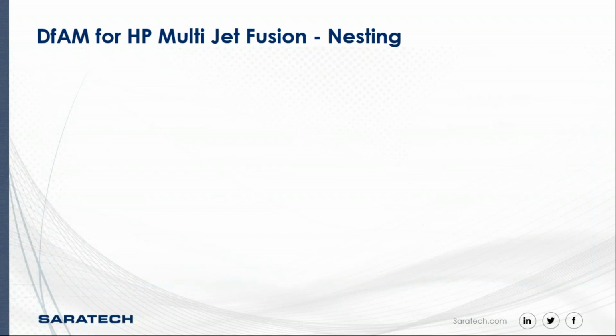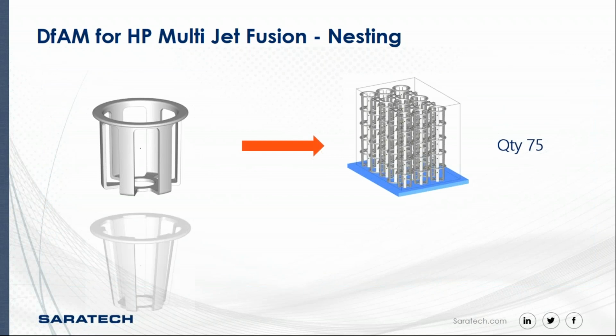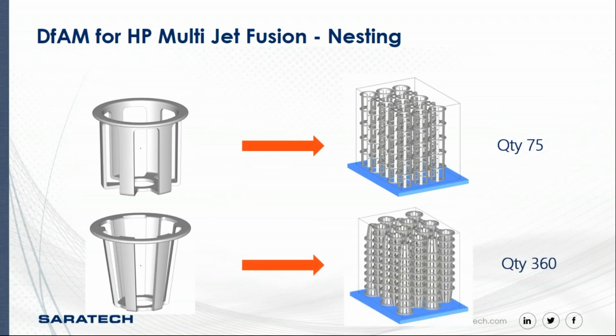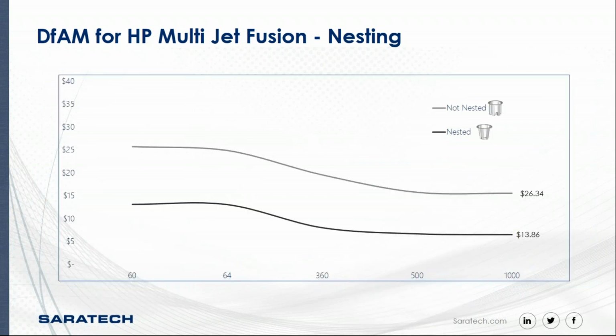And then here's just another quick example of that. So straight walls and then adding a draft. Still the same functionality for that particular example, 75 parts versus 360 parts, and then the cost difference that was also achieved for that example.